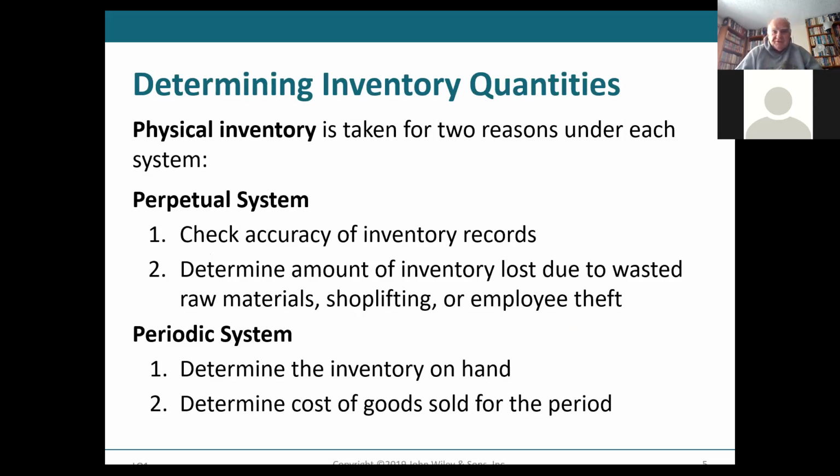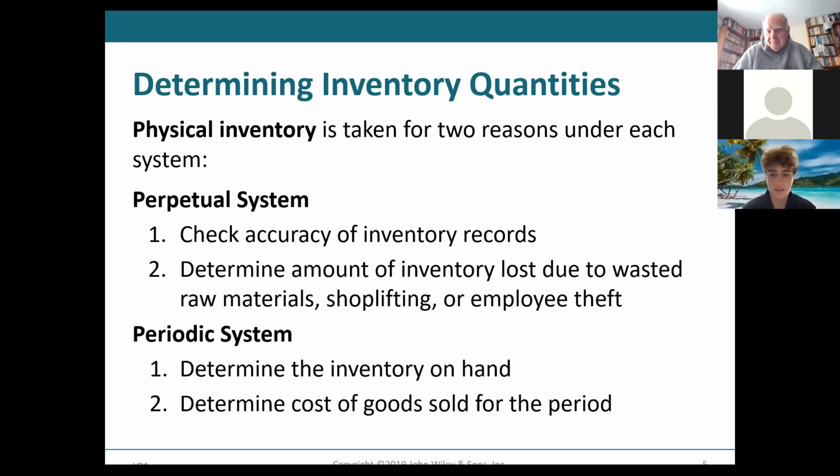Determining inventory questions. Physical inventories are taken for two reasons, okay? We talked about the importance of taking them. With a periodic system, you have no choice. You have to take a complete physical count of everything in your store. You have no choice because then you're going to back into the cost of goods sold, okay? Under a perpetual system, you're going to take an inventory maybe once a year or every couple of years just to make sure that your perpetual is in line with reality, okay?